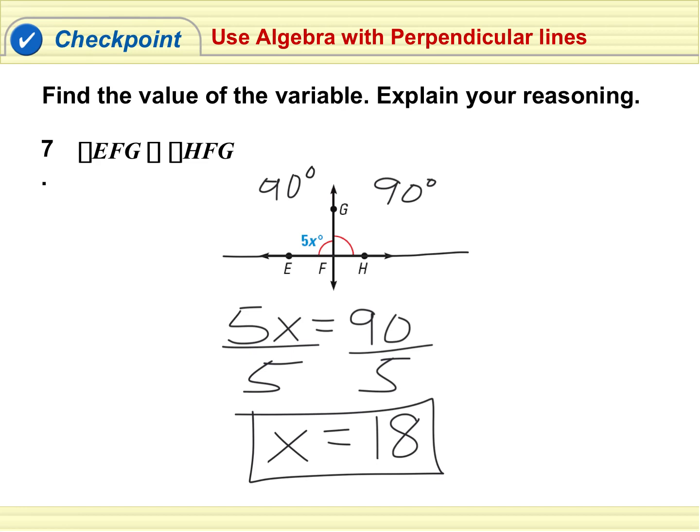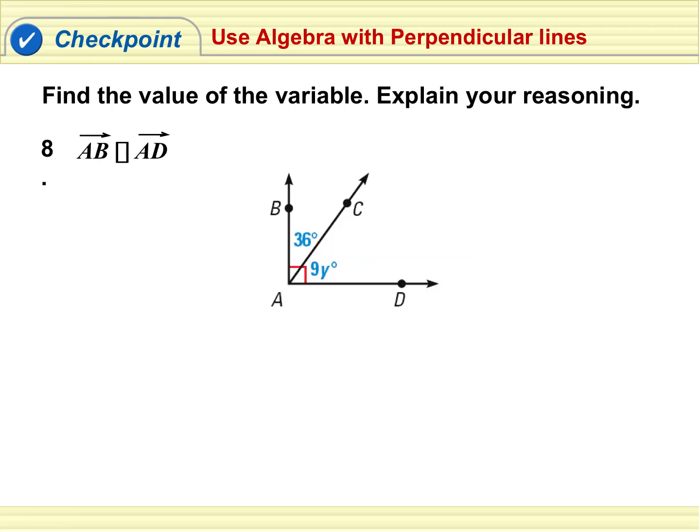All right. On this one, what is the whole angle measure? 90. So what do we know about the two different angles? They add up. How can we set this up in an equation? 36 plus 9y equals 90. Everyone agree? Or 9y plus 36. Yep, either way. You know the whole angle adds up to equal 90 degrees. So add up the two separate angles to create that whole angle.